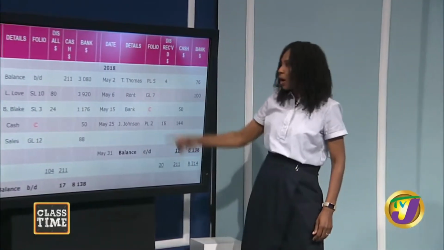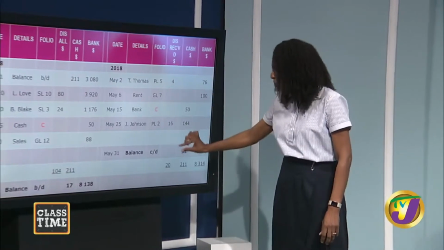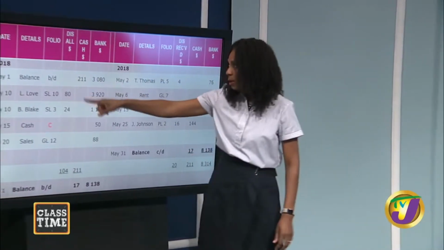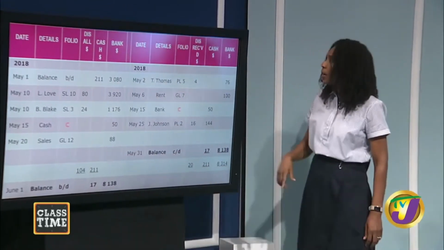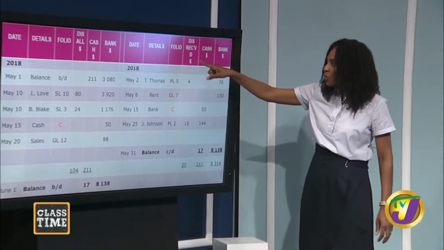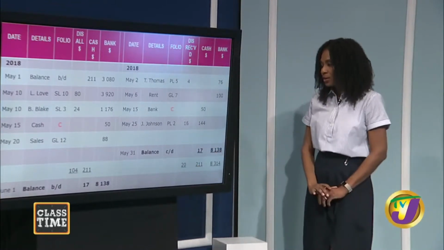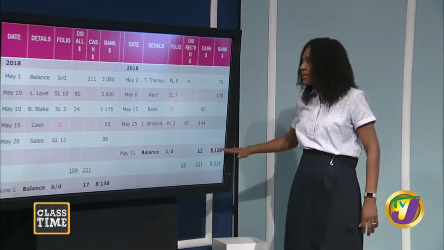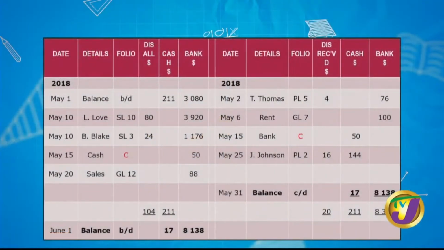Now, for the discount columns, though, you don't have any balance CD or balance BD. You just add them up straight, and you get your total. So for the month, we had a total discount allowed of $104. And for the month, we had a total discount received of $20. Remember, balance CD on one side, balance BD for it must be shown on the opposite side.